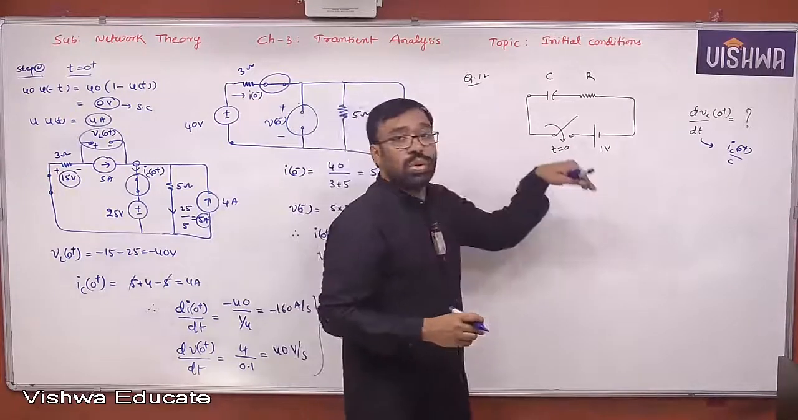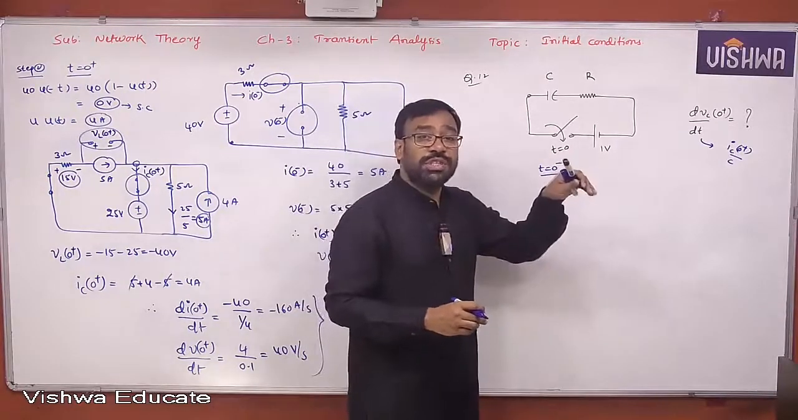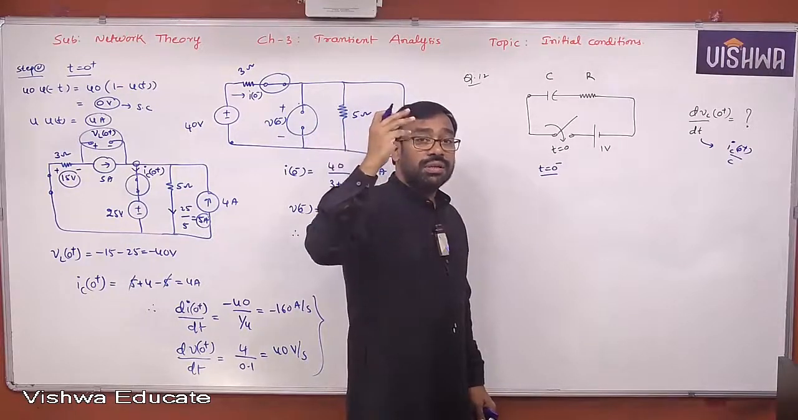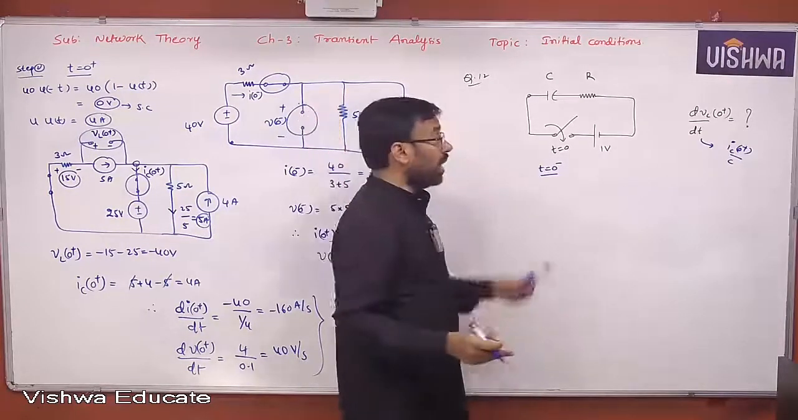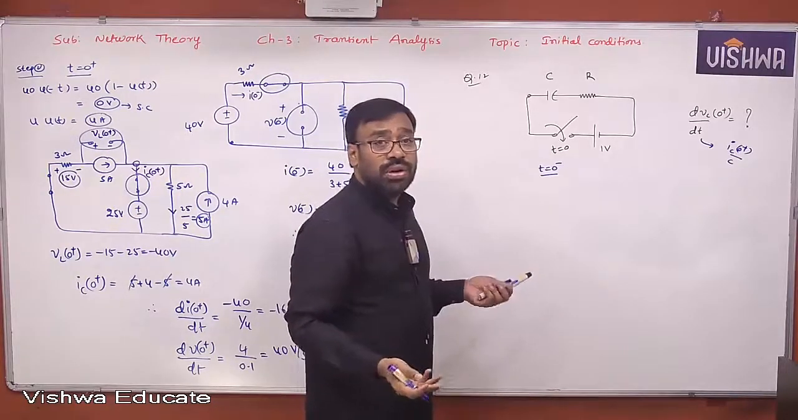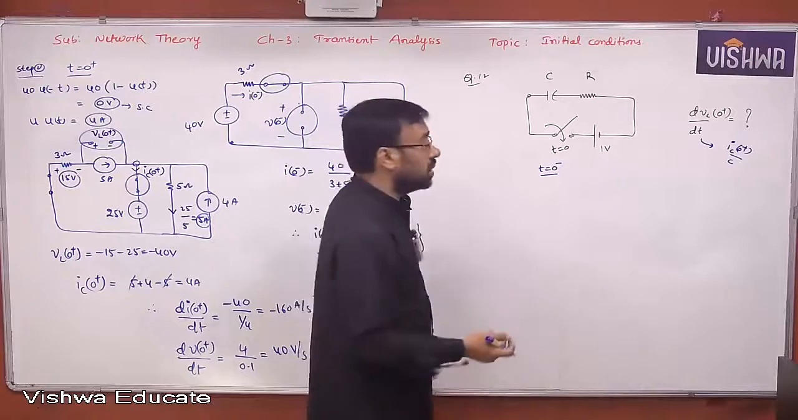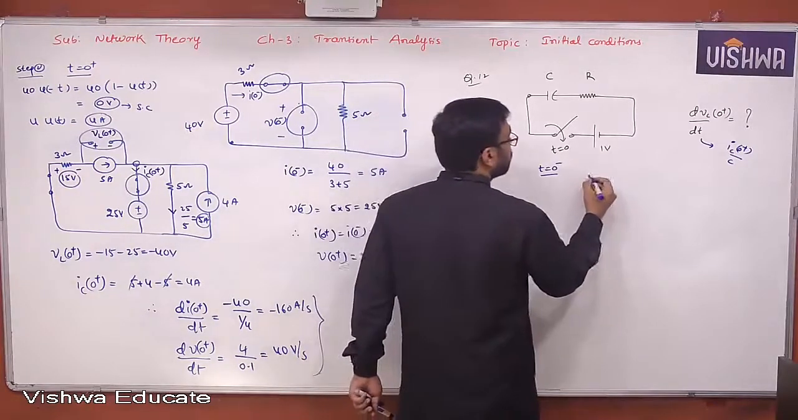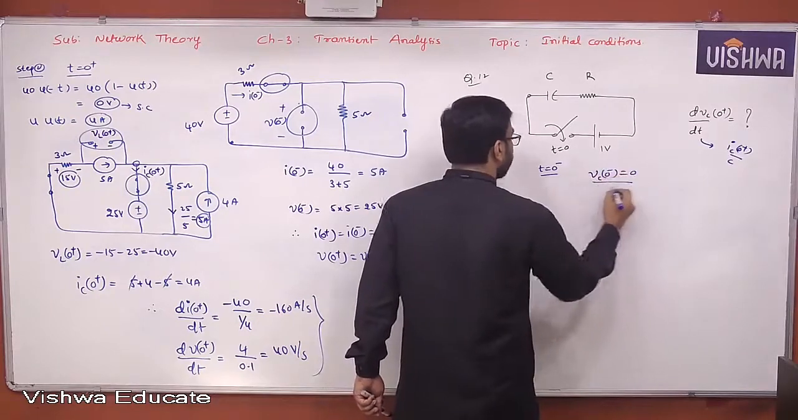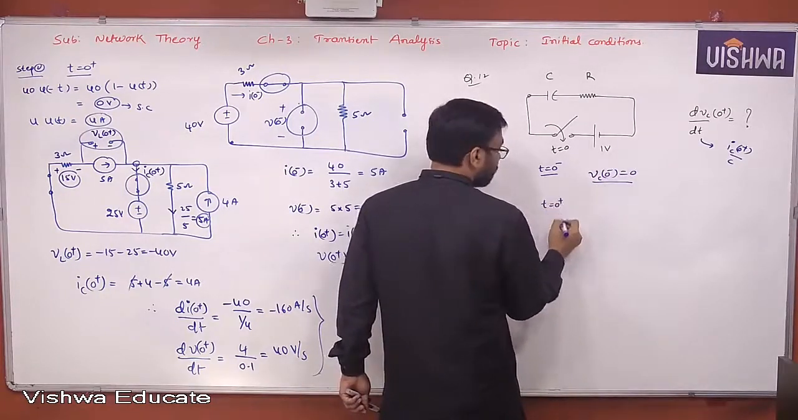Now the switch is closed. Before closing the switch, because it was charged somewhere else, you can take that voltage. But now he did not mention anything about that. That means by default it is an uncharged capacitor. Therefore, Vc of 0 minus is 0. I use this information to construct t equal to 0 plus.